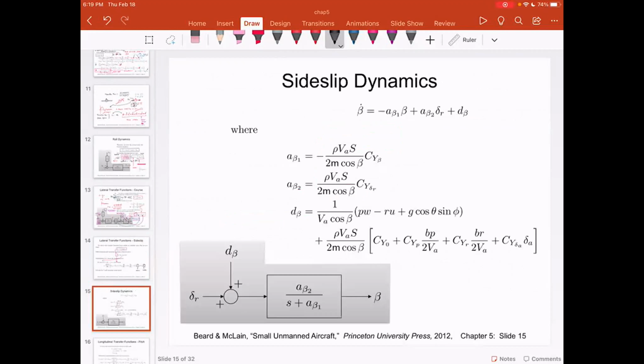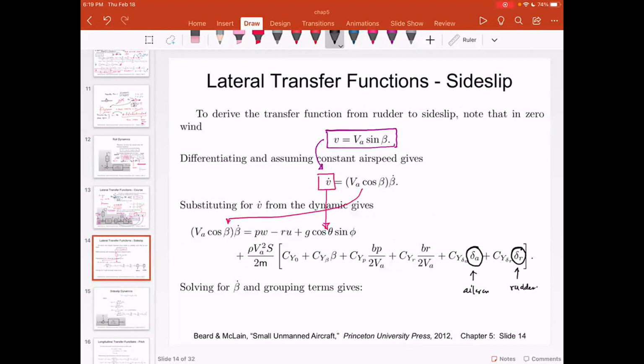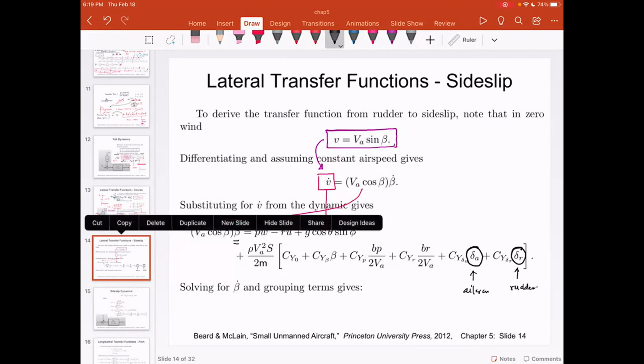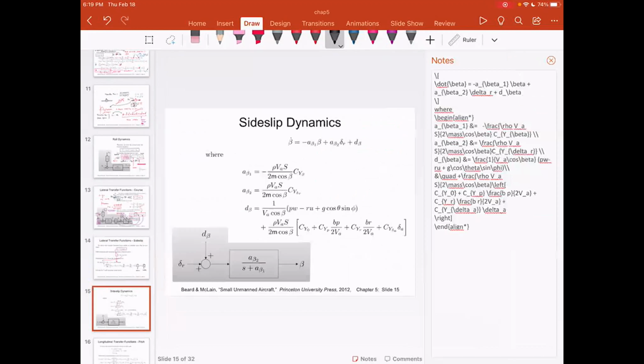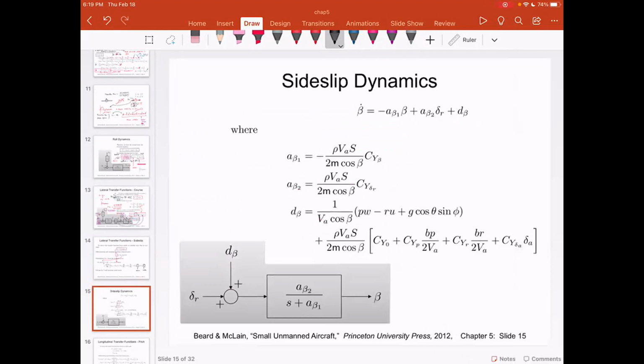I'm going to write the equation for the side slip dynamics, which is B dot. Please note, B dot is over here. I'm going to write down the equation for side slip dynamics, B dot, as a function of three different terms. This is one term, this is the second term, and this is the third term. And please note, these are the constants which are defined over here. And once again, dB, which is treated as the disturbance.